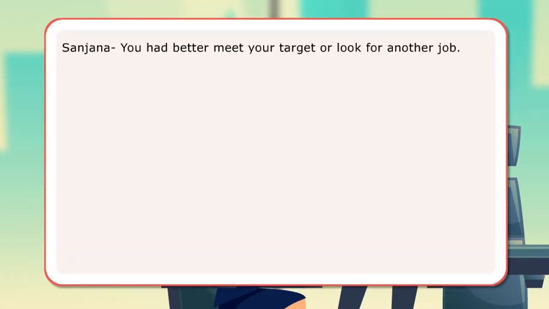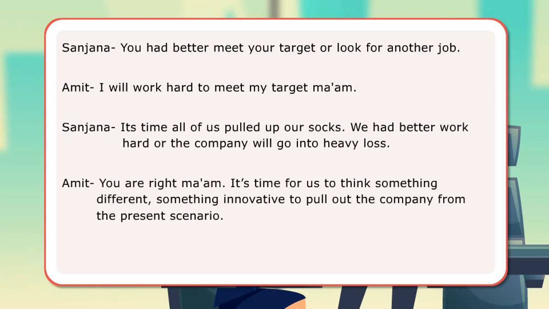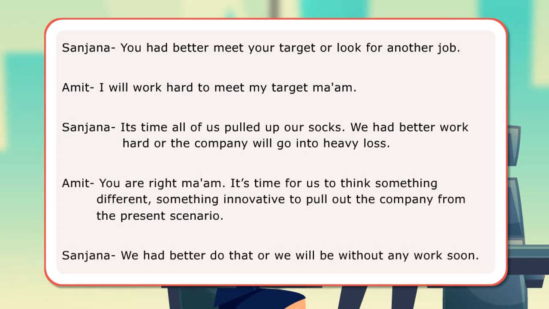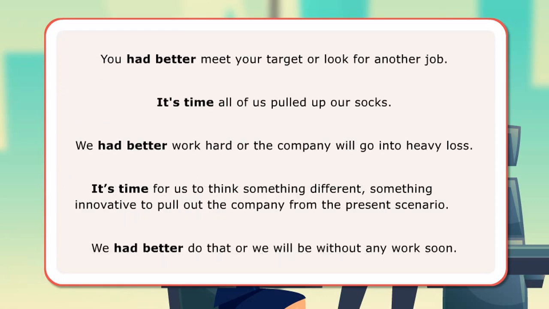In the dialogues, Sanjana and Amit have used had better to convey the bad consequences of not taking a particular action, and it's time to convey that the action should have been taken earlier. Here are the examples of sentences with had better and it's time.